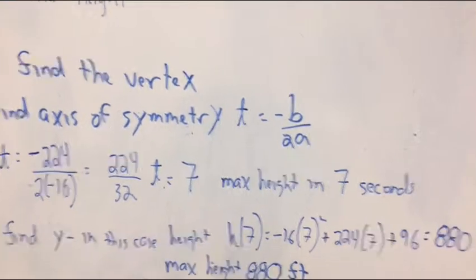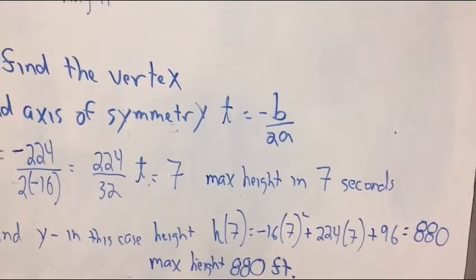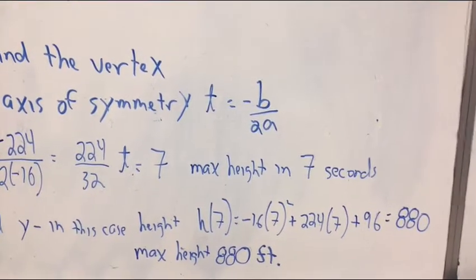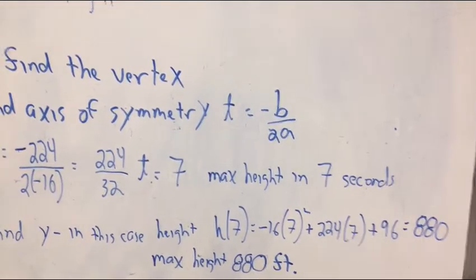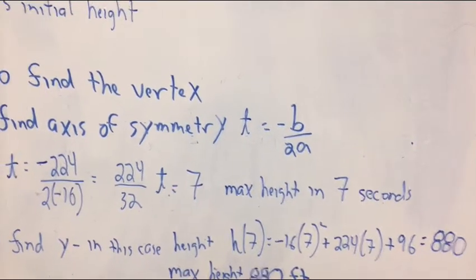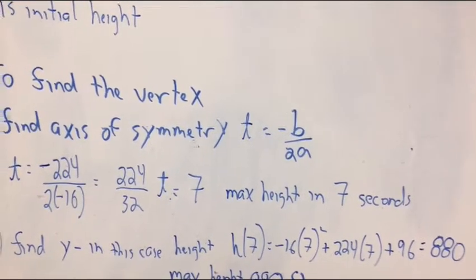So when does it occur, its maximum height? 7 seconds after Super Dave throws it. At what height does it reach? 880 feet. Now, the piano has hit its maximum value. It's on its way down. When will it hit the ground?